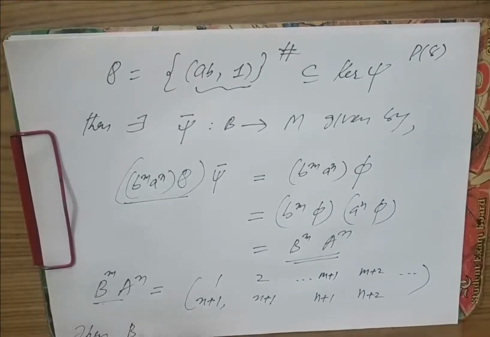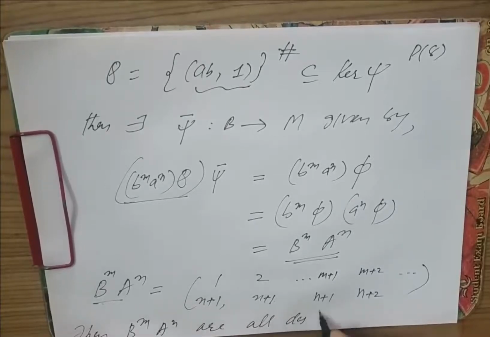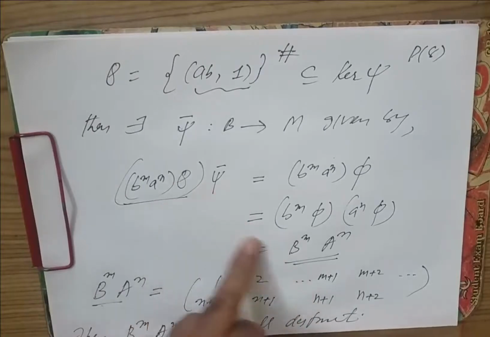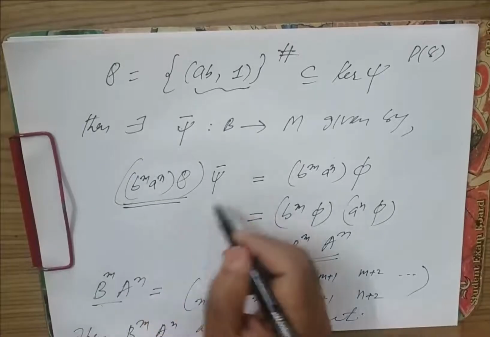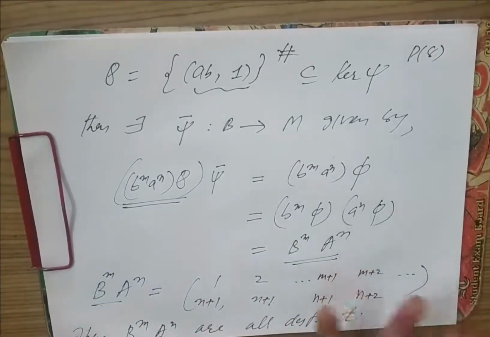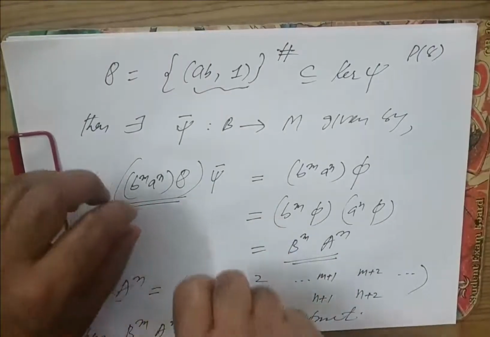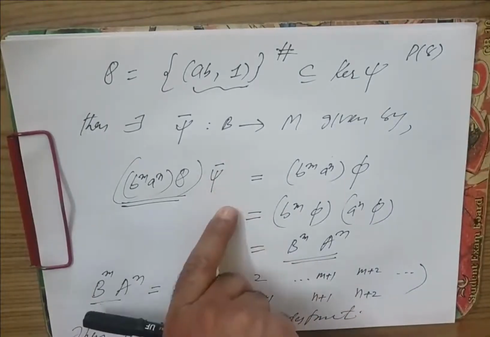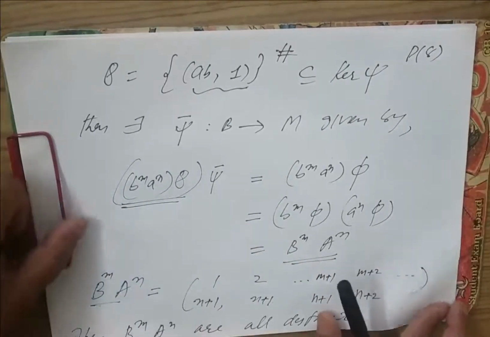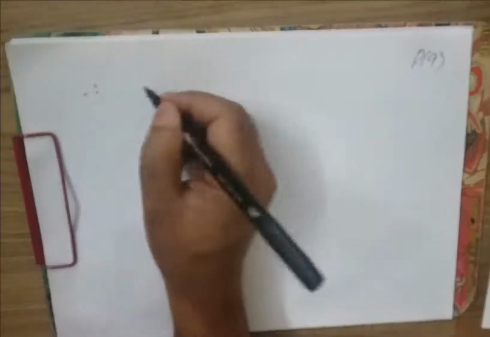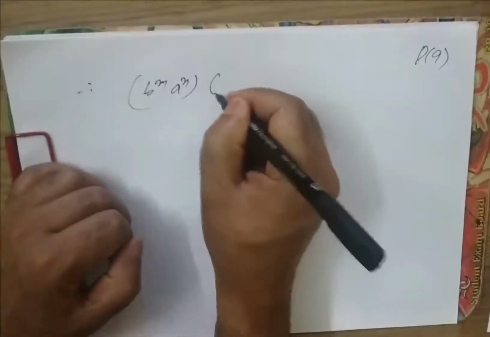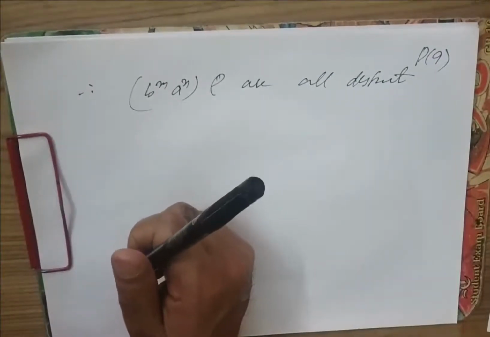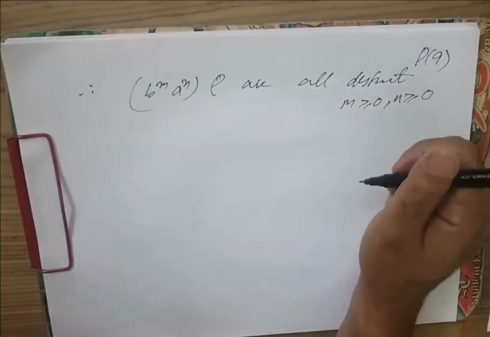Then these B^M A^N are all distinct. So that means the images of these elements are all distinct. Therefore, the elements themselves are distinct because this is a map. Elements cannot be the same, because if the elements were the same, then one element would go to two different elements, which is not possible in the case of a mapping, as psi bar is a map. So if the images are distinct, then the elements are distinct. Therefore these elements are all distinct, where m greater or equal to 0, n greater or equal to 0.